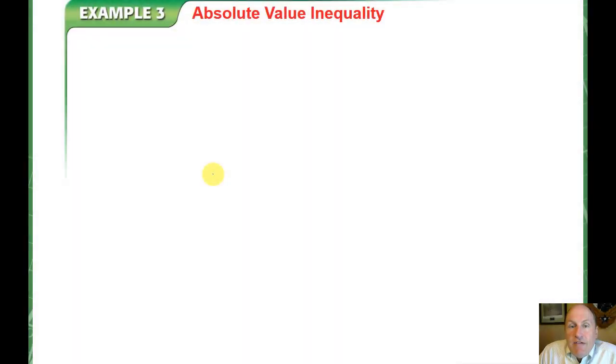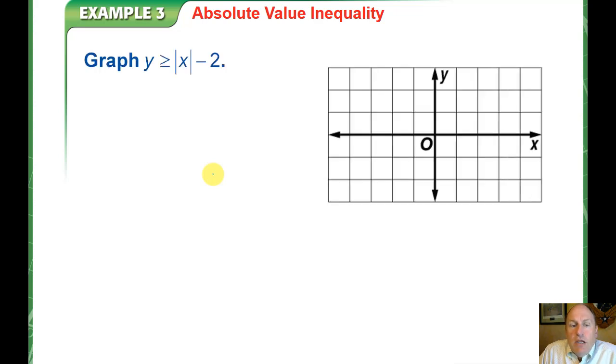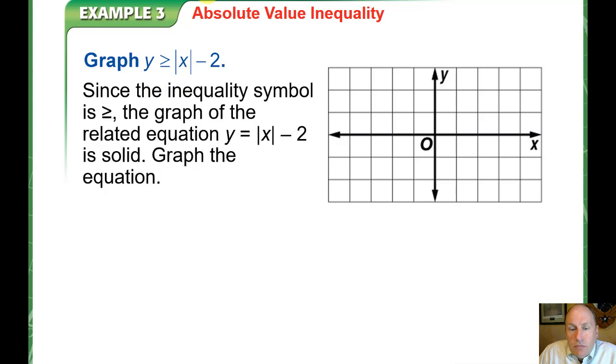So let's look at graphing an absolute value inequality. Very much like graphing an absolute value equation, it is, in this case, we're graphing y greater than or equal to absolute value of x minus 2. It's a greater than or equal to, so our boundary line of this function is going to be solid. And so we're going to graph the equation y equals absolute value of x minus 2 as our boundary. Well, how do we do that?